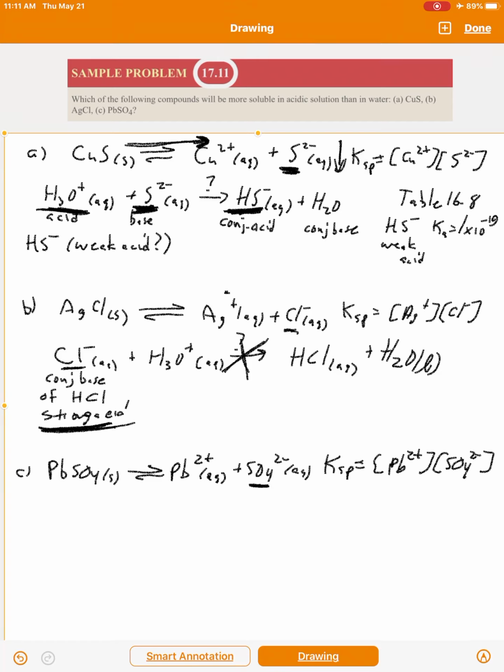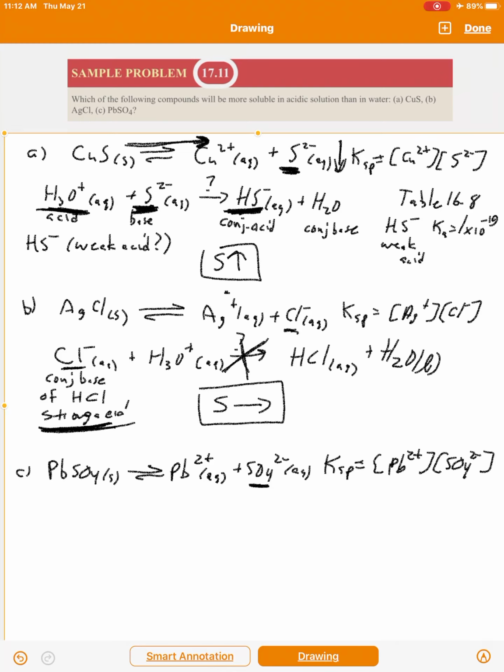So the answer to part A is solubility increases. For part B, solubility stays the same. It does not change, not up or down. Now let's look at the last one, lead sulfate.